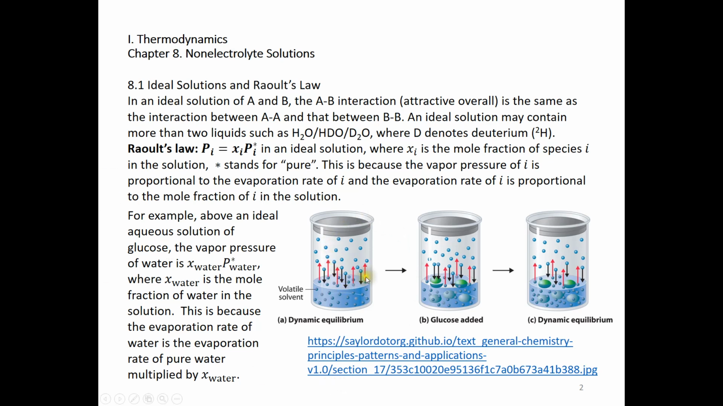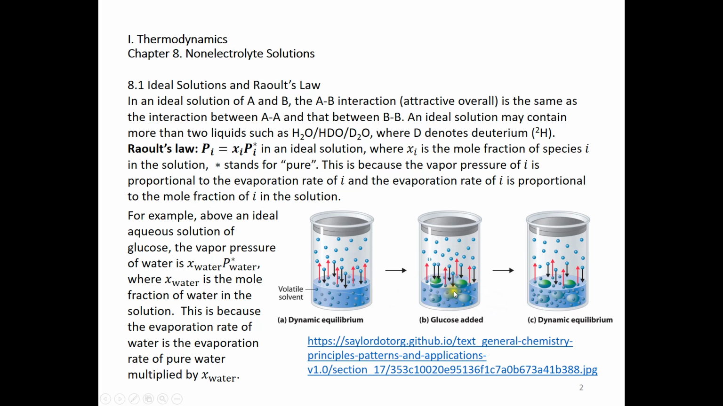So over here, we have pure water, and the water molecules in the liquid phase may enter the gas phase. That's called evaporation. Also, the water molecules in the gas phase may enter the liquid phase. That's condensation. At the equilibrium between condensation and evaporation, we can measure the pressure of pure water. So we have the corresponding P of water star over here. What if we add glucose into this water?